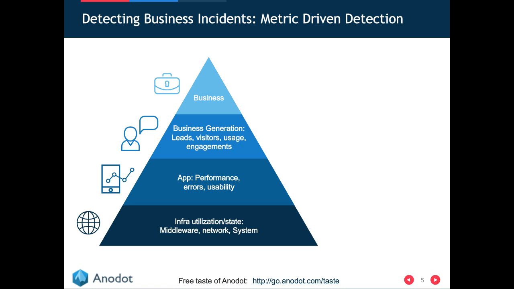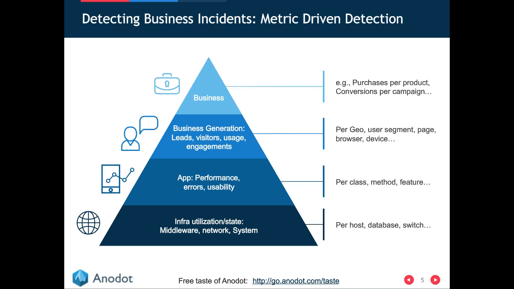These could be purchases per product if you're in e-commerce, conversion per campaign if you're an ad tech company, and those are revenue-generating metrics, metrics that measure the revenues of the business. There are business-generating metrics like leads and visitors and usage and engagement, which are measured per geography, per user segment, per page on your application, per browser of your users, per device, and so on. And you've got application performance metrics that also impact the business, like application performance or errors or usability measures.